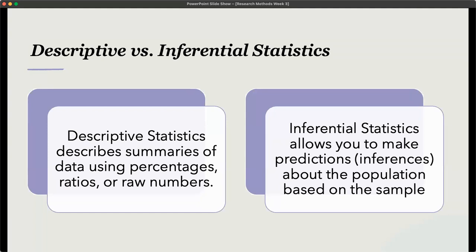Descriptive statistics describes the summaries of data using percentages, ratios, or raw numbers. So if I were looking at a data set, I would say 84% of the participants replied that, and we're using the percentage. Inferential statistics, on the other hand, allows you to make predictions or inferences about the population based on a sample. So these would be tests that show the probability of an occurrence or the p-value, which would include t-tests and ANOVAs, chi-squares. We're going to see inferential statistics in other videos. They will each have their own video.